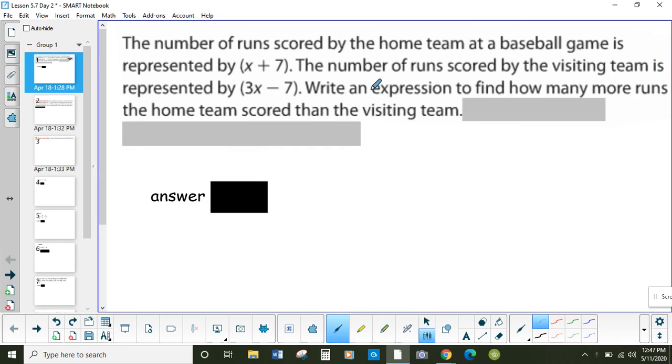So the question is saying for us to write an expression that would represent how many more. Well, let's say one team scored 10 runs, another team scored 8 runs. It would be 2 more, wouldn't it? So this is a subtraction problem. So we take the one with more, the home team, and we subtract the one with less, the visiting team. So this is another subtraction of algebraic expressions problem.